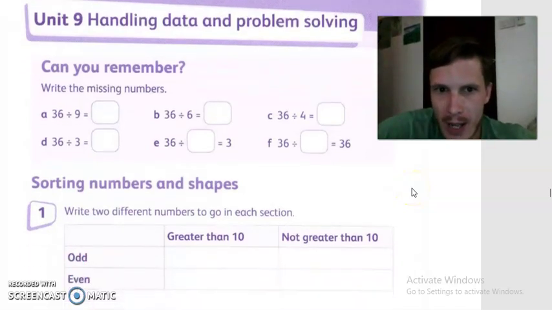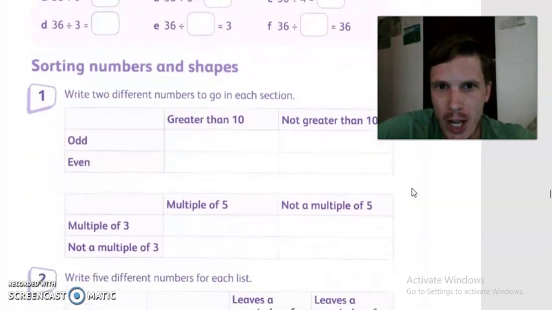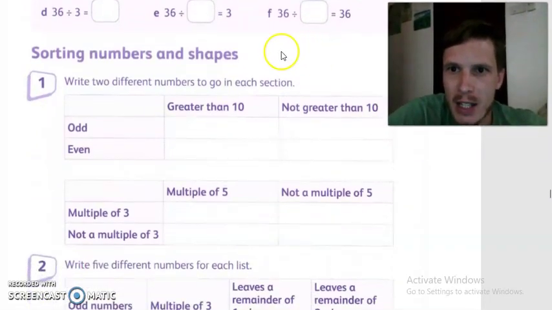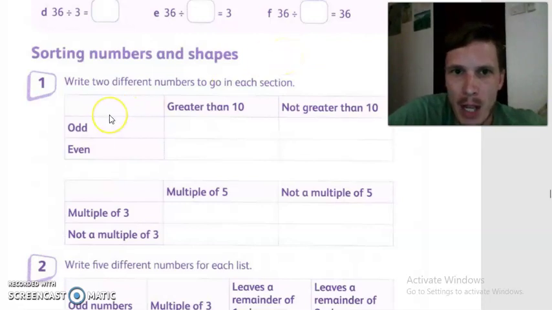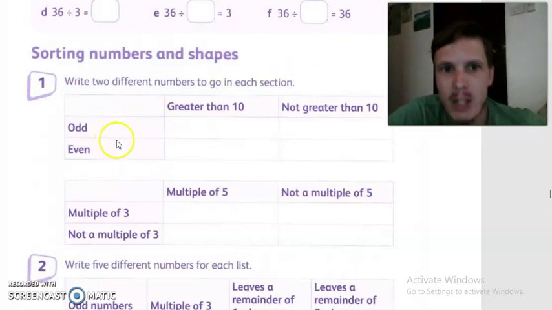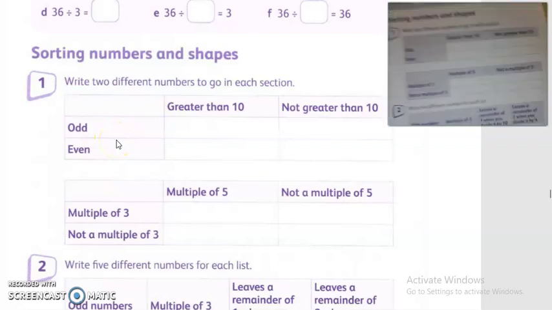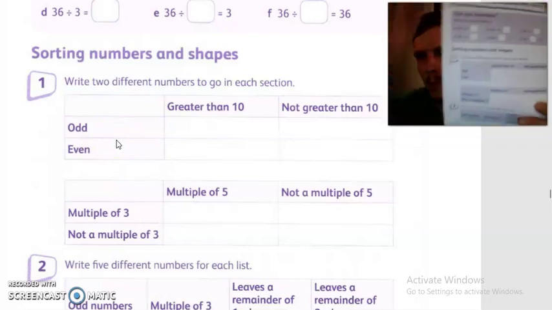And what we're going to look at is sorting numbers and shapes. Okay, so this is similar to the work we did earlier in the learner's book. You can't see it very clearly on my screen, but in your book it should look more like this. Okay, you should see the tables quite clearly.